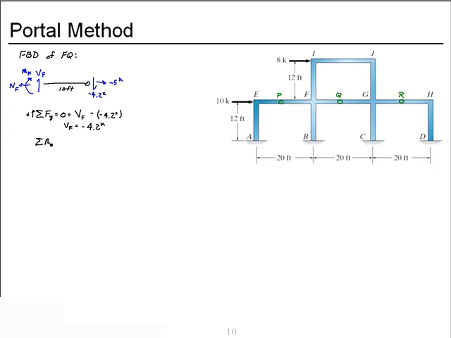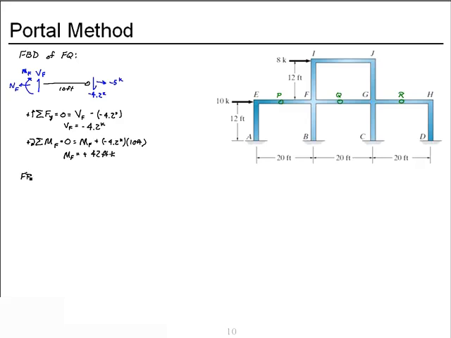We'll sum moments about point F, and I choose clockwise to be positive. We have the unknown moment at F, and in the positive direction is the negative 4.2 kips acting through 10 feet. So the moment at F is a positive 42 foot-kips.